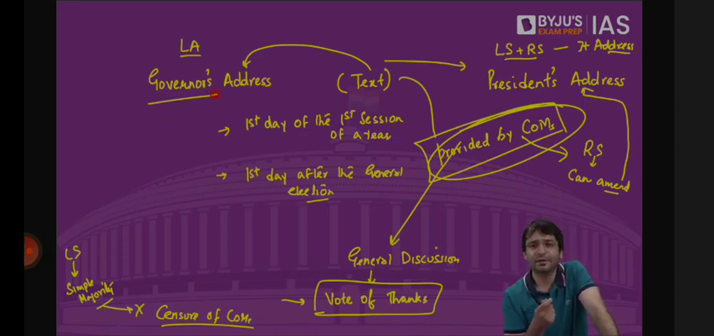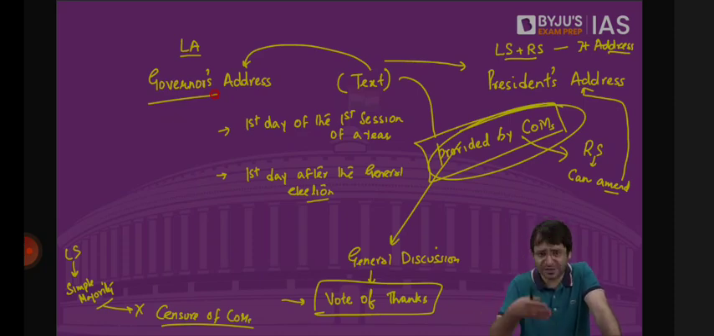It's petty for the governor. You have to abide by this principle, by this convention. You have to read the same speech. For example, the Queen of Britain, because this is a convention that we borrowed from Britain. When the Queen or the King gives the address, they don't deviate from whatever is mentioned by the Council of Ministers.